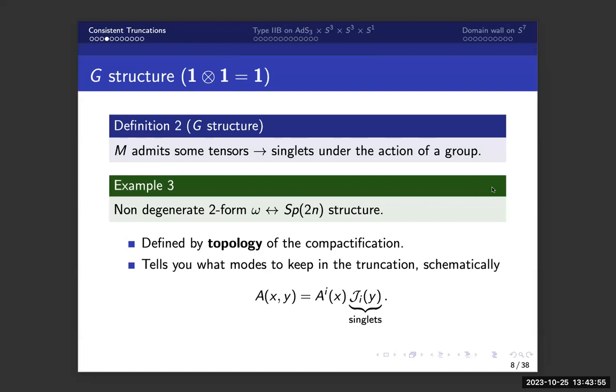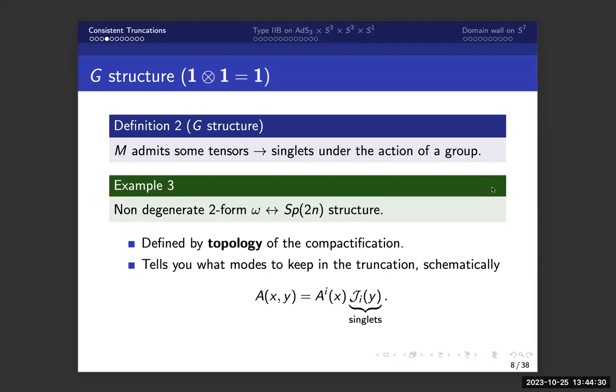So a simple example that we all know is, for example, if you have a non-degenerate two-form, you have a symplectic structure, and this is because the two-form is precisely the tensor that defines the symplectic group, which the symplectic group leaves invariant. So in general, these kinds of things are defined. They are topological questions. They're not simply algebraic, so there are obstructions to define it.